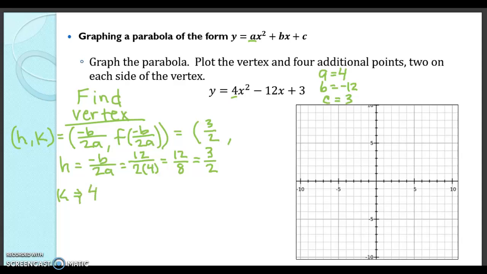And then in order to find the y coordinate, or k, of our vertex, we are going to plug in 3/2 into our parabola, or the equation of our parabola. So I'll take 4 times x², or 3/2 squared, minus 12 times 3/2 plus 3.